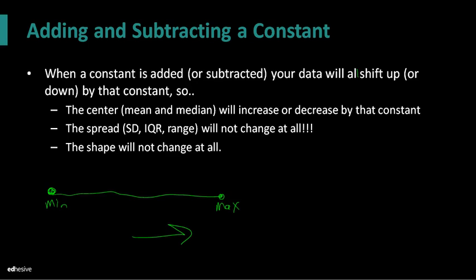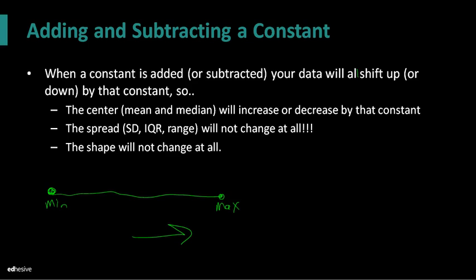But the spread of the data, the max to the min, is not going to change. How far values are from the mean are not going to change because they all shift up the same. So spread does not get affected at all by adding or subtracting a constant. And what about the shape? Well, the shape's not going to change.